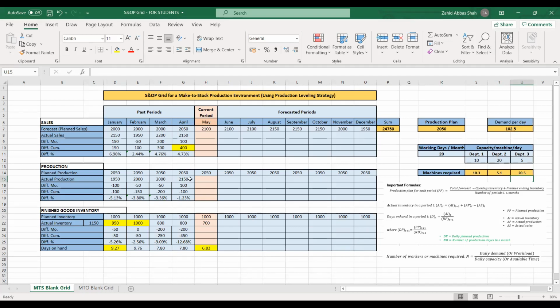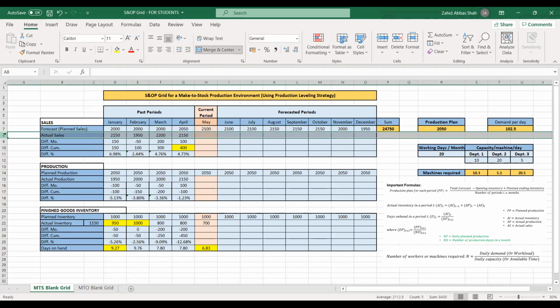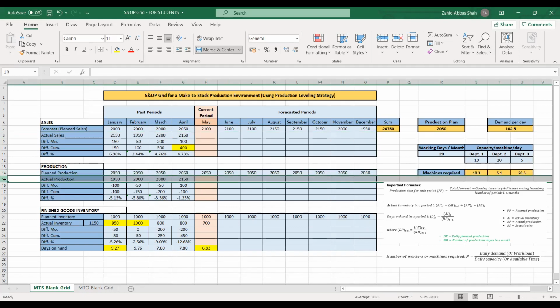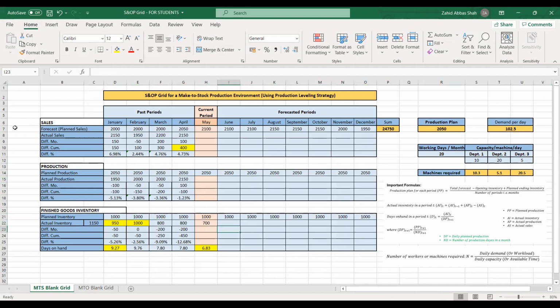So this is how we can have an idea of what we actually plan to sell, what we actually sold, what we plan to produce, what we actually produced, and how much inventory we plan to have and how much inventory we actually had. So you could notice that this is actually the sales plan, or the demand plan, that is helping us to decide the production plan. So this 2050 actually came from this forecast. That was the main input, plus of course, the starting inventory and ending inventory.